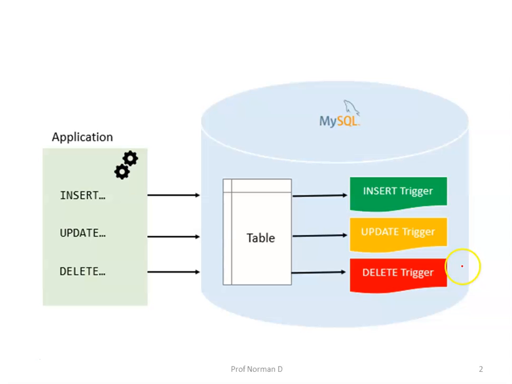MySQL supports basically three types of triggers that are invoked in response to the insert, update, or the delete event. The SQL standard defines two types of triggers. The first one is called the row level trigger, and the second one is called the statement level trigger.